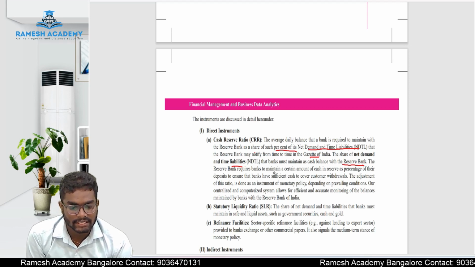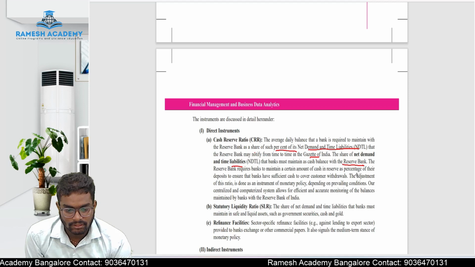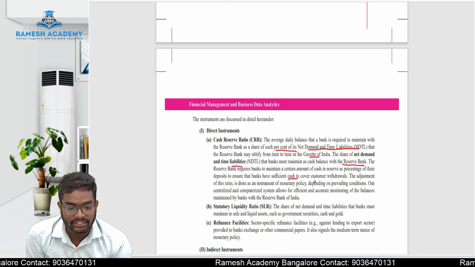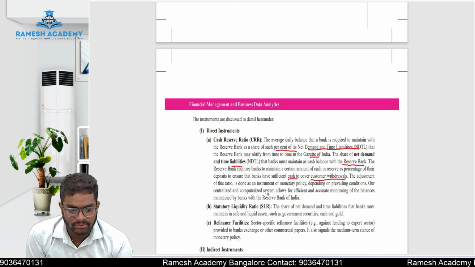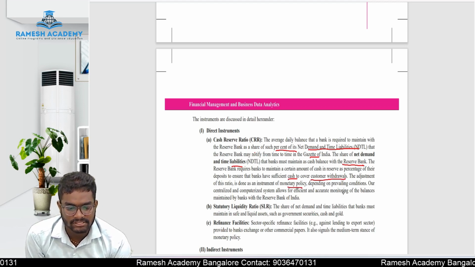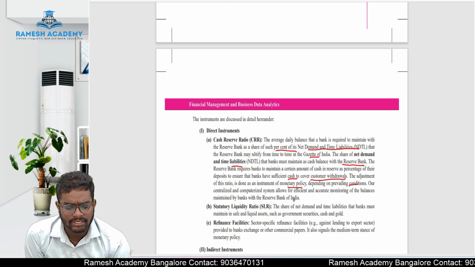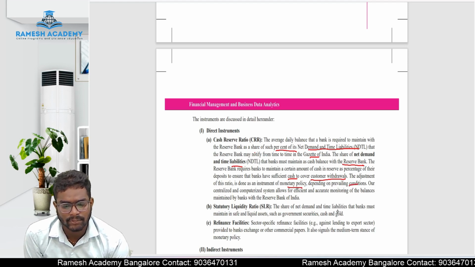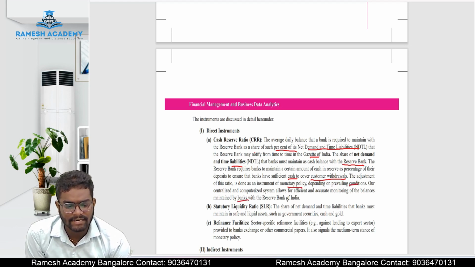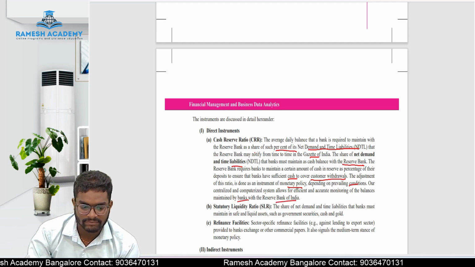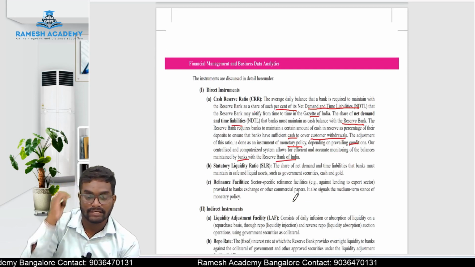The Reserve Bank requires banks to maintain a certain amount of cash in the reserve as a percentage of the deposit to ensure that the bank has sufficient cash to cover the customer withdrawals. The adjustment of this ratio is done as an instrument of the monetary policy depending on the prevailing conditions. Our centralized and computerized system allows the efficient and accurate monitoring of the balances maintained by the banks in the RBI. Next we will see the statutory liquidity ratio.